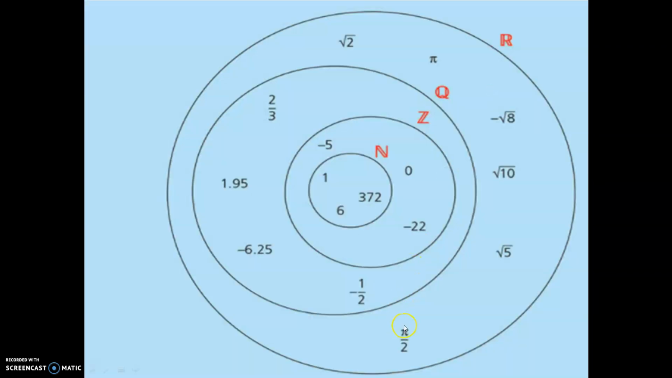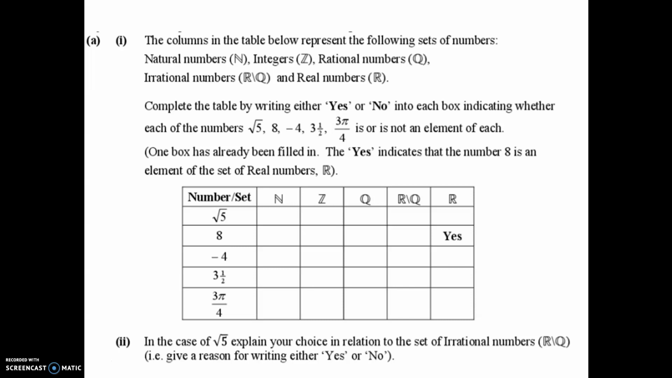You see then that not just pi on its own, but say pi over 2, or anything with an irrational number in it, should go out here in the irrational section. All right, so you can be asked to put stuff on a diagram like that. Another example testing this is this one here, where you're asked to just tick what sets these numbers belong to. So you can pause this and read through that if you want.